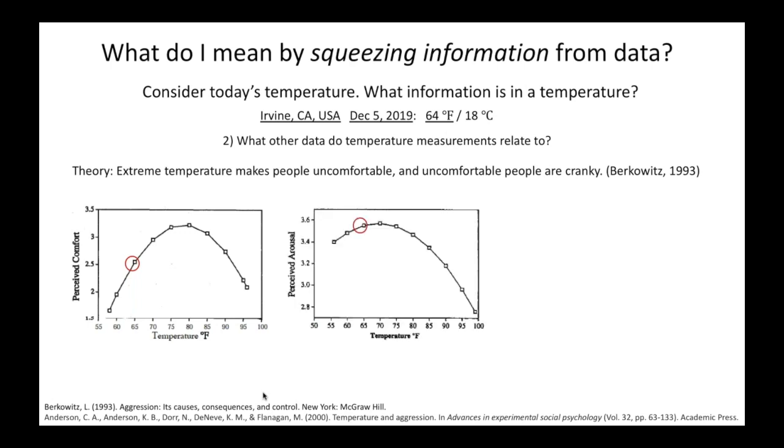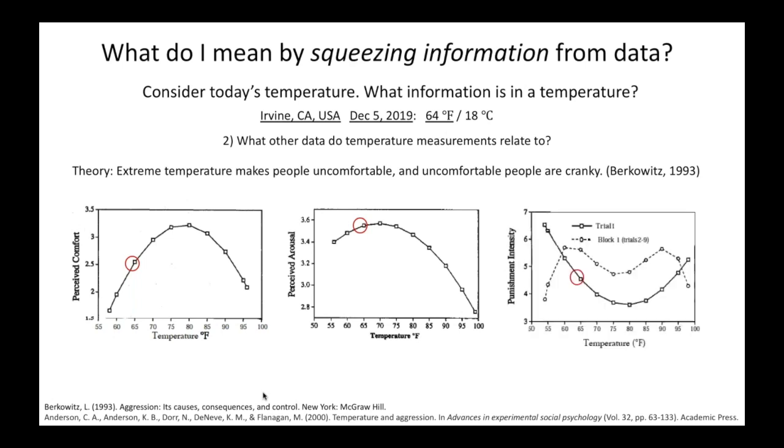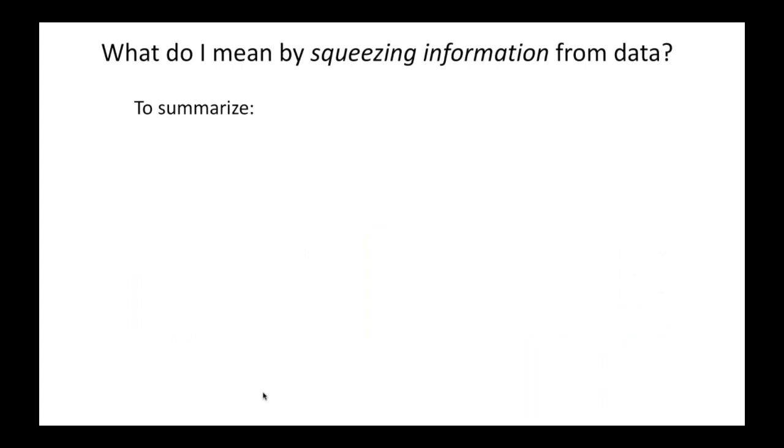You might be able to predict my perceived arousal, and you might be able to predict how much I'm willing to blast an opponent in the ear with white noise if I believe that they have been unfairly provoking me on a previous trial. And you can see the more comfortable I am with the temperature, the less likely I am to crank up that volume. This is not to necessarily endorse these methods or findings. It's just an example to think about what information is in a number when we get a measurement.